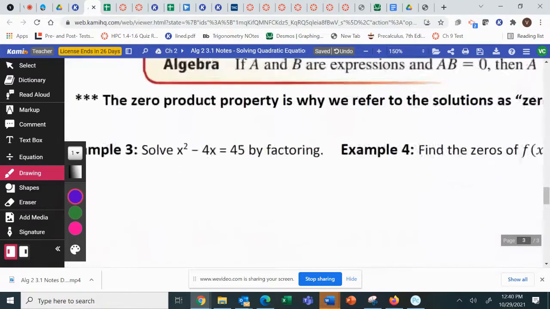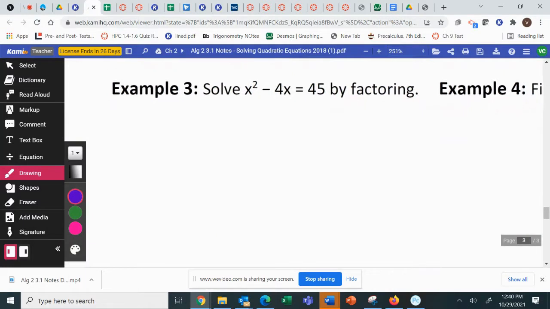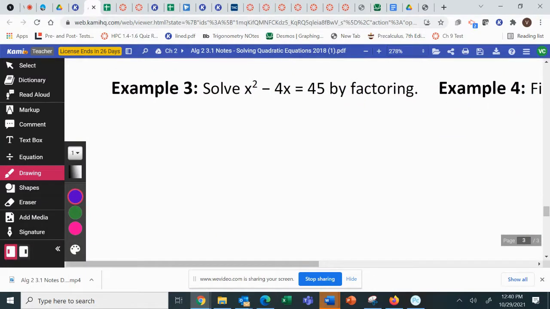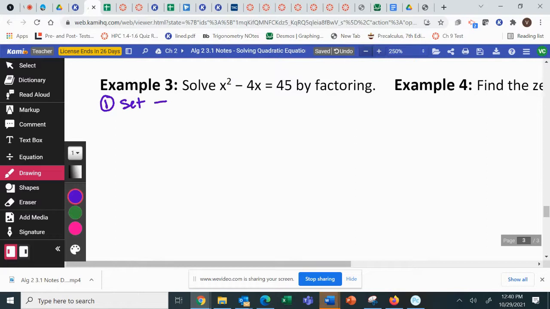So we're going to learn two things today. We're going to first learn how to solve an equation by factoring. You see this equation, x squared minus 4x equals 45. In order to solve it by factoring, it has to equal 0 first. So before you can start factoring anything, the first thing we have to do is set the equation equal to 0.